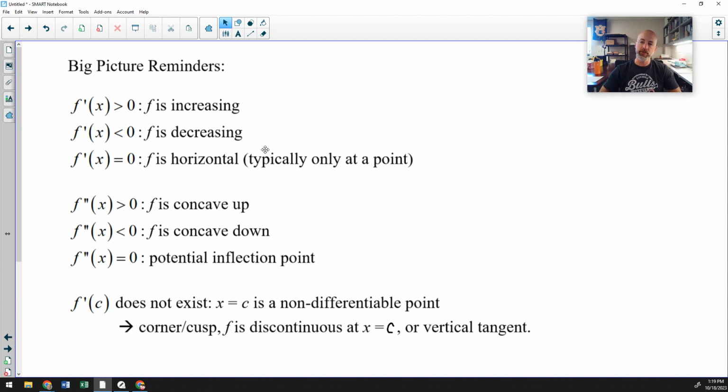Big picture reminders. These are things that if you are to the point where you are sketching curves, you should already know. Your derivative tells you the slope of your function. Therefore, if your derivative is positive, your function increases. Derivative negative, function decreases. I'm not going to read all of them to you, but you need to know these in order to curve sketch based on the information given to you. If you want to copy that down, you can pause the video, and I am moving on right now.